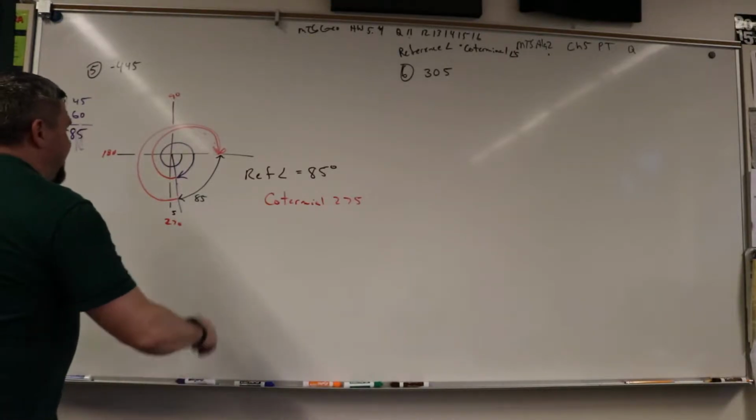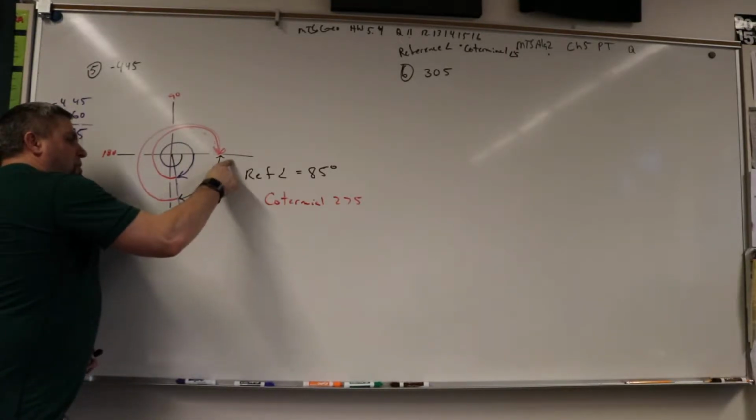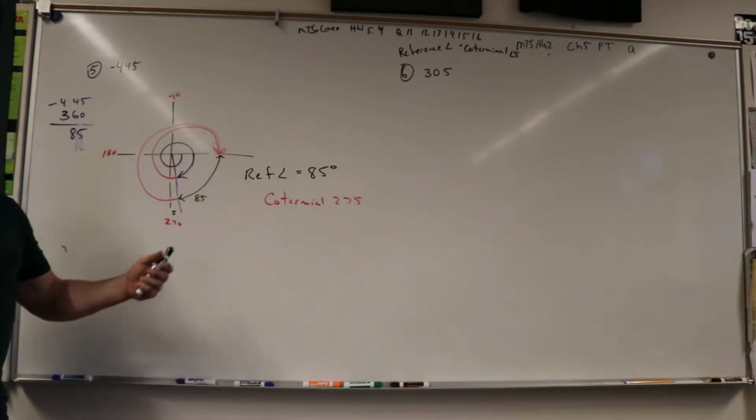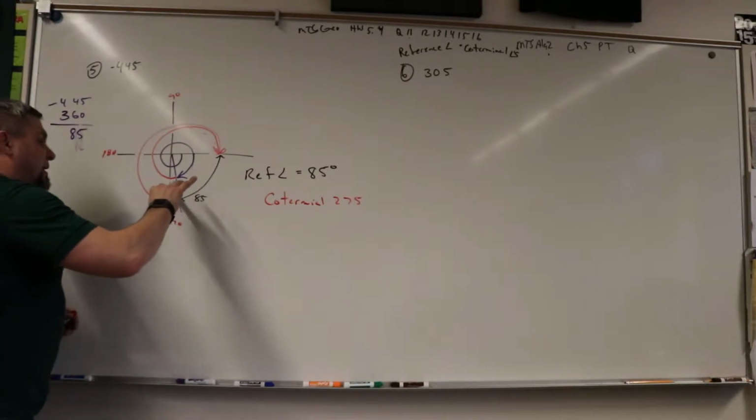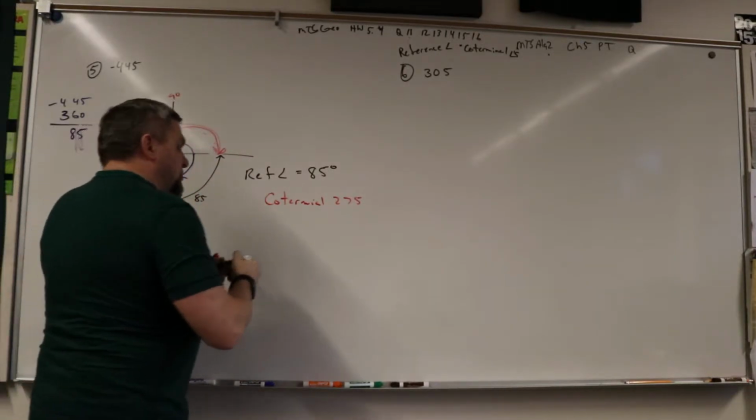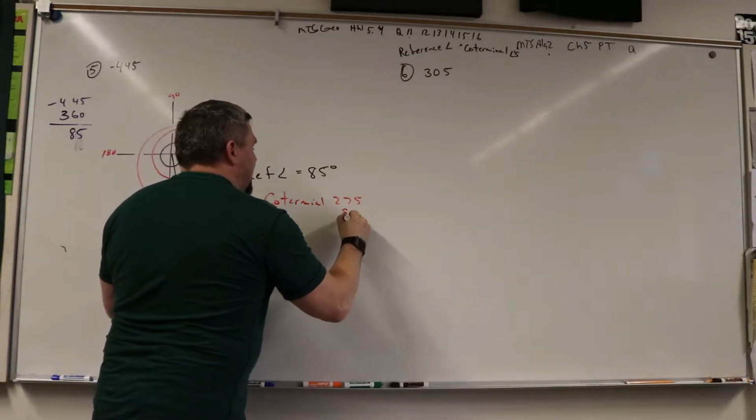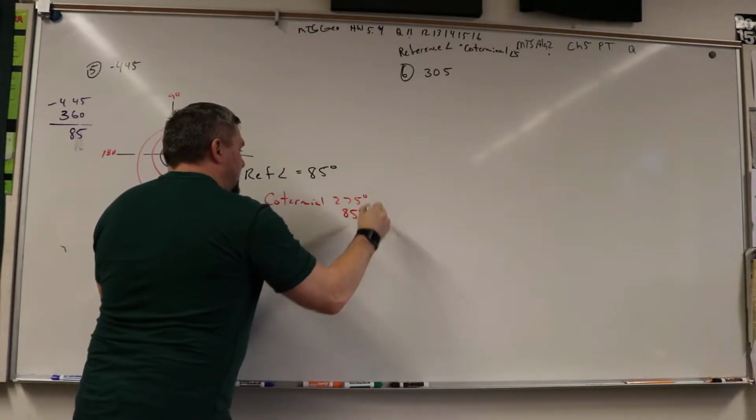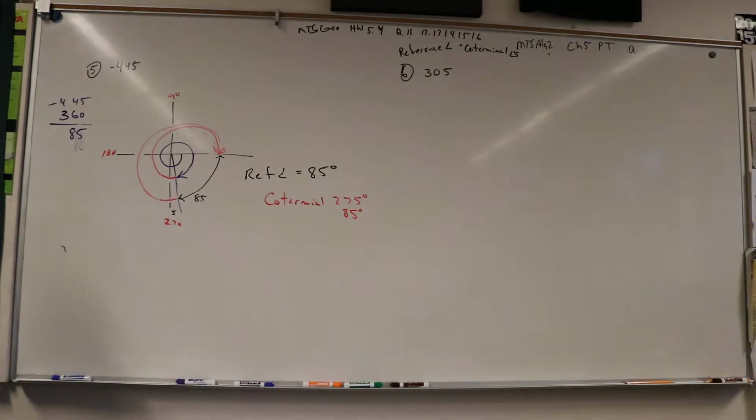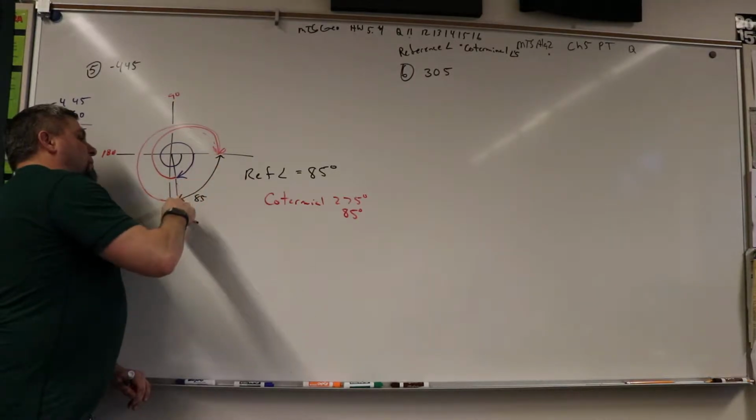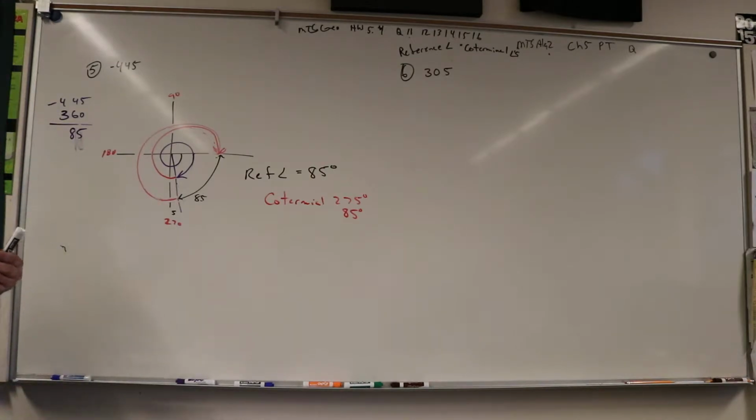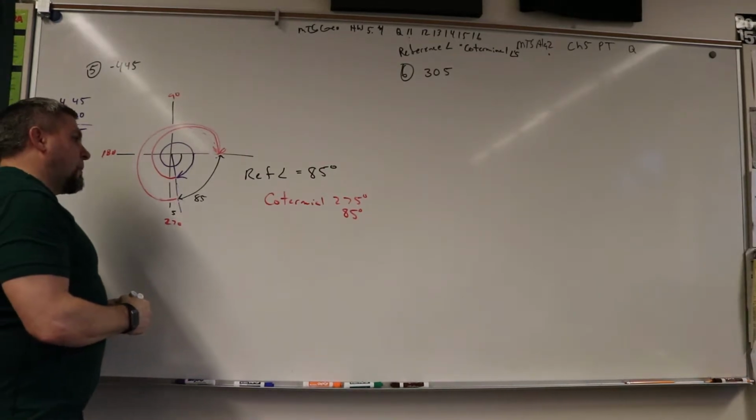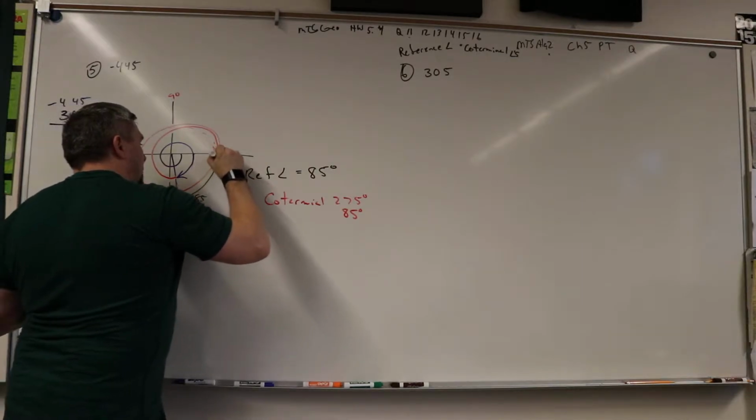So 85 is your coterminal and your reference angle, but your other coterminal is the one that completes you. So you have two coterminals. You have the 275 and you have the 85. Okay? And it depends on which one they're asking you for. So are the red ones both coterminal? Yes.